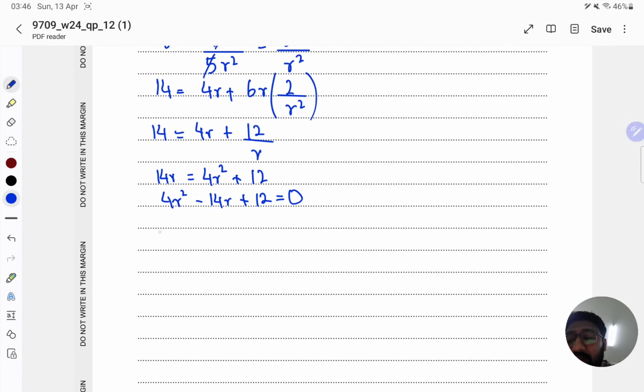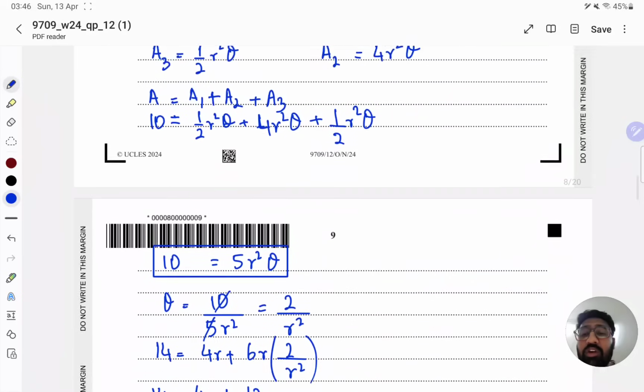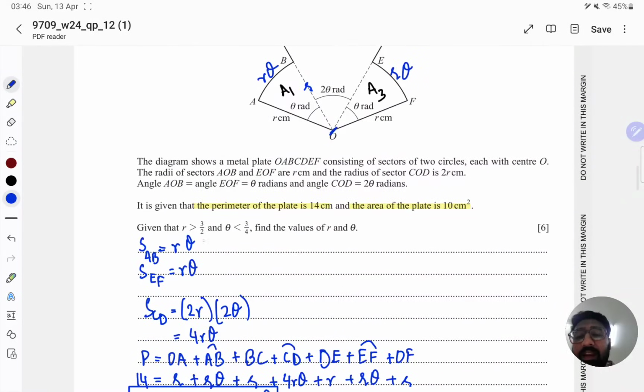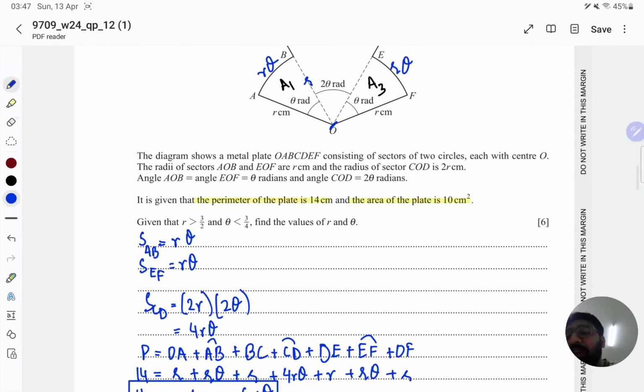We can simply find the value of r. The coefficients are 4, minus 14 and 12. One value of r will be 2 and the other value of r will be 3 by 2. If we go back to the question, it says that the value of r has to be greater than 3 by 2.